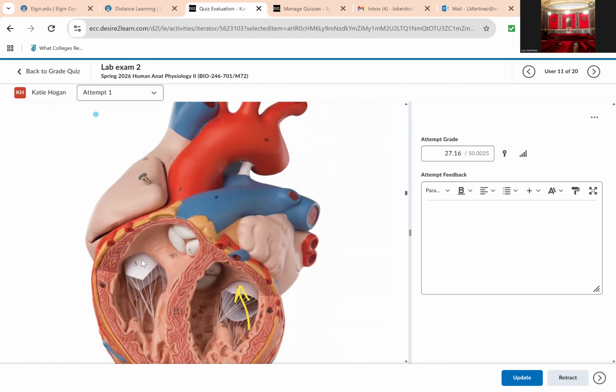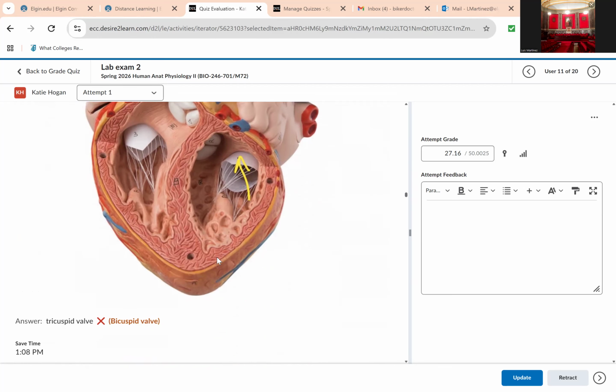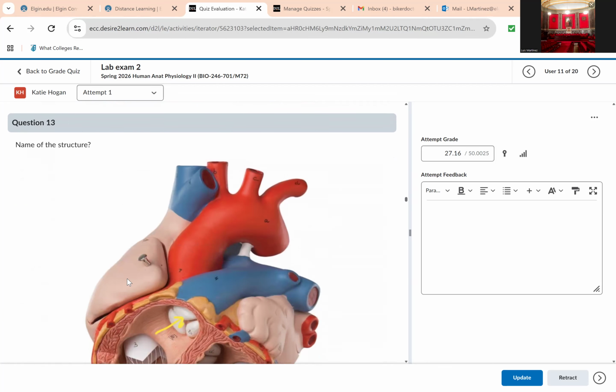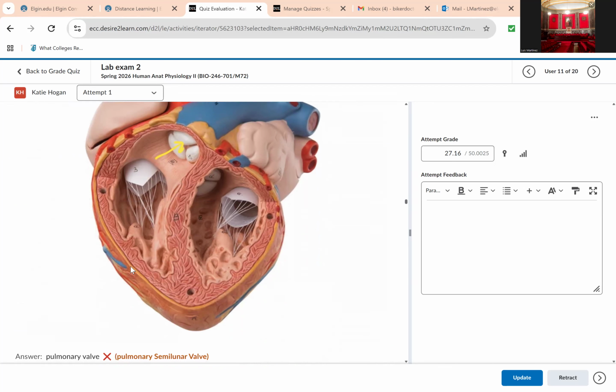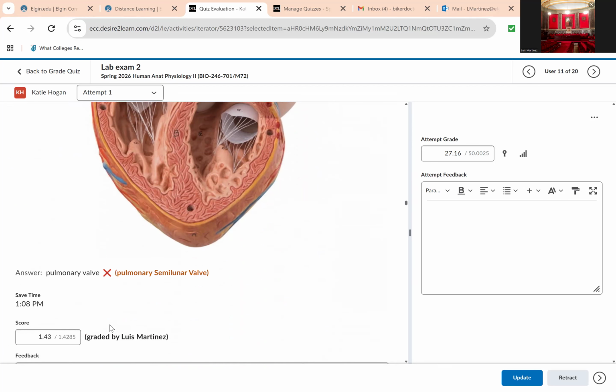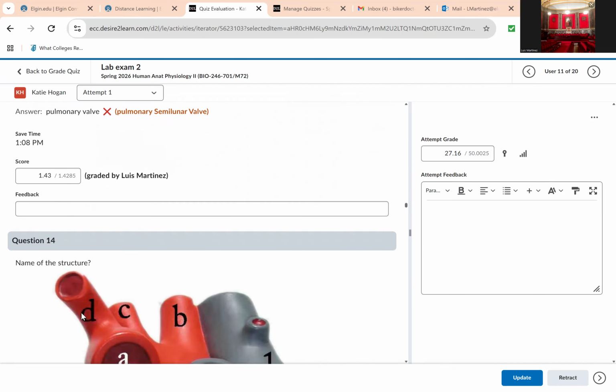Question number 12, that's the valve on the other side. You answered that this was the tricuspid valve. This is the left ventricle, okay? And in the left ventricle, the valve is the bicuspid or mitral. So that's an incorrect answer. That's why you didn't get any points there. This is the pulmonary semilunar valve. You wrote pulmonary valve. That's okay. That's a correct answer. Even though it was marked incorrect, I awarded the 1.43 points.